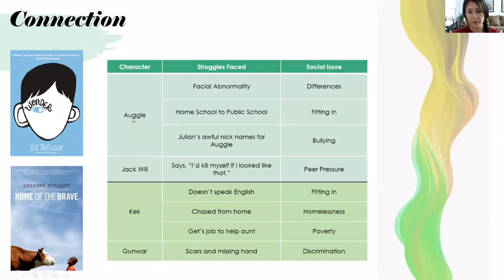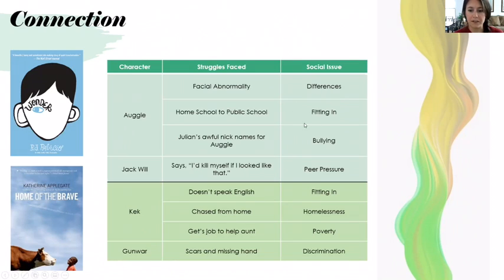Oh my gosh, Augie faced so many personal issues, but I just listed a few here. One of them was that he had facial abnormalities. He went from homeschooling to public schooling, and oh my gosh, all those awful things Julian said about him. These are all personal issues, but they do fit into a larger social issue, and we can rename them as differences. In fact, I'm even thinking we could rename facial abnormality into fitting in, because of his difference, he had a hard time fitting in. That's something that affects large groups of people.